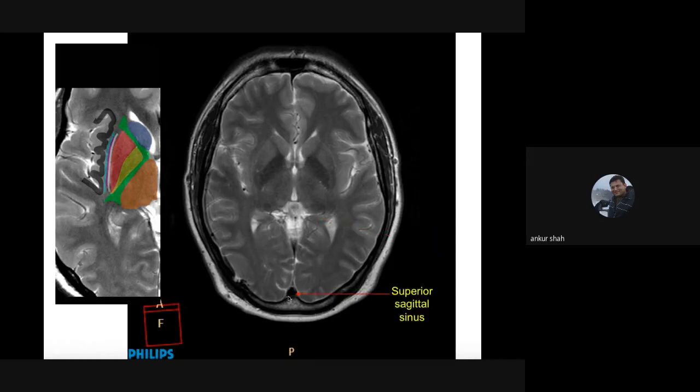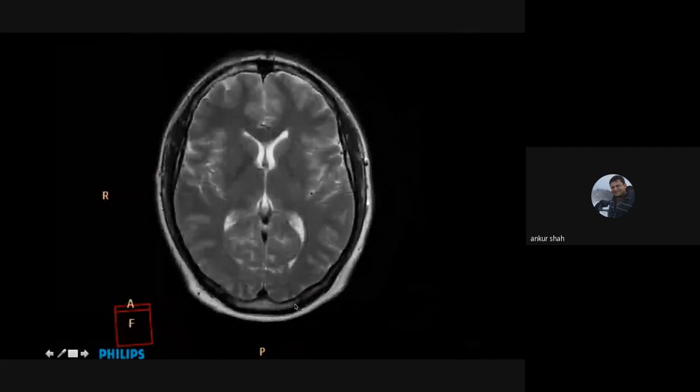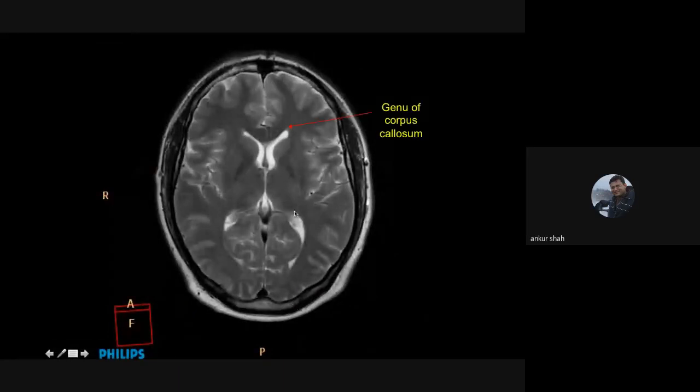Behind the pineal gland is the superior sagittal sinus. Just like we saw the transverse sinus, this is the normal flow void of the superior sagittal sinus. Then the corpus callosum, this is the genu of the corpus callosum. I'll show you the entire corpus callosum in the sagittal plane, where it is seen very nicely. This is the third ventricle. These are the frontal horns of the lateral ventricles. These are the occipital horns of the lateral ventricles. This is the third ventricle.